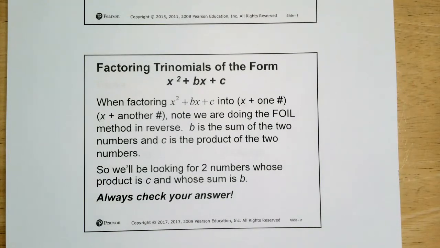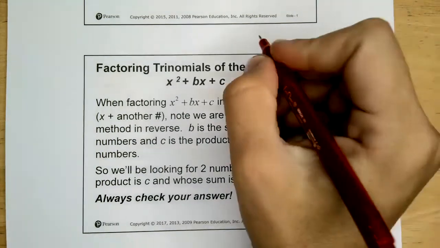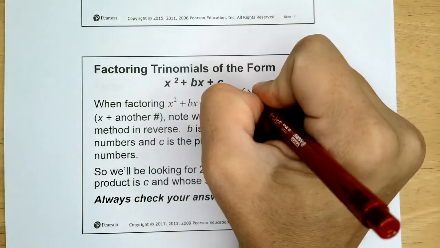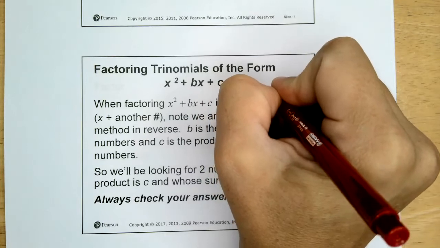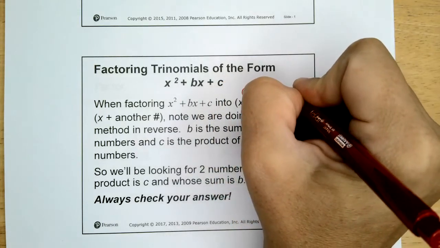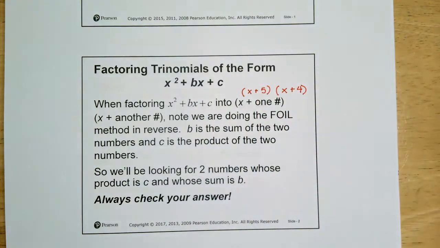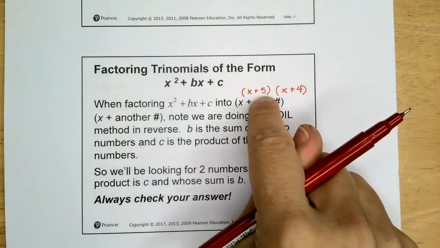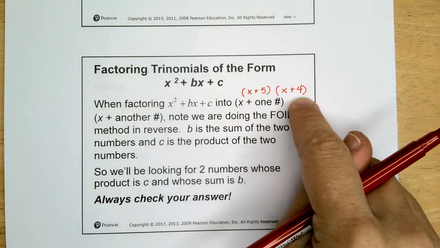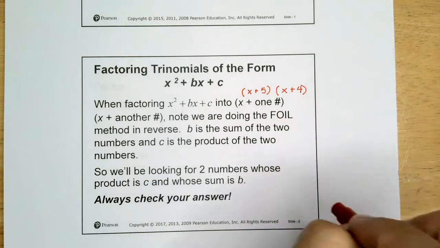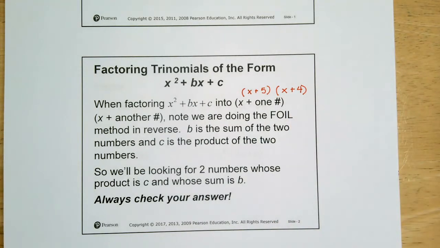When factoring x squared plus bx plus c into its factored form, you would turn it into x plus one number times x plus another number. We are doing the FOIL method in reverse.